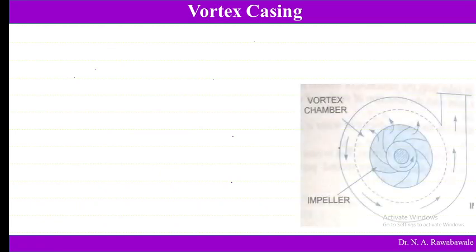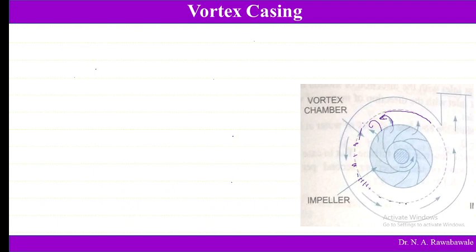Now we see vortex casing. Vortex casing is similar to volute casing. The area again is going to increase, but there is one vortex chamber. This barrier is provided, which obstructs the formation of eddies. In the previous case there was a demerit, a chance of forming eddies. That formation of eddies is obstructed by introducing a vortex chamber.